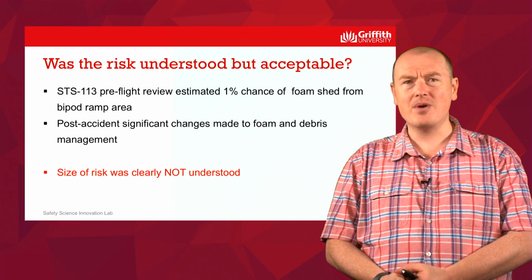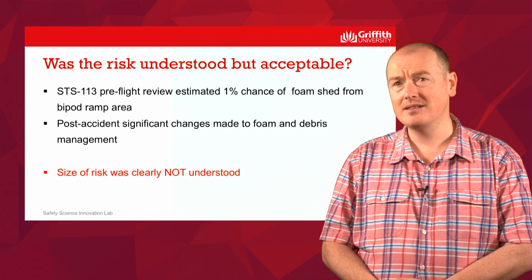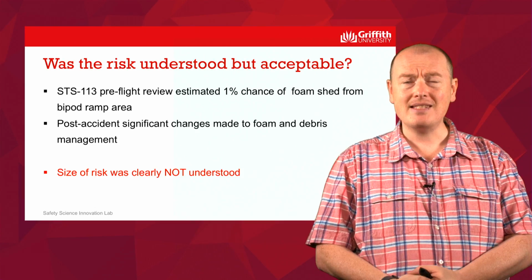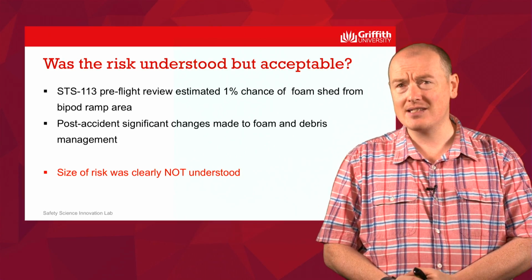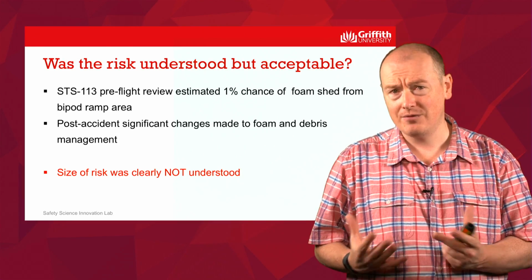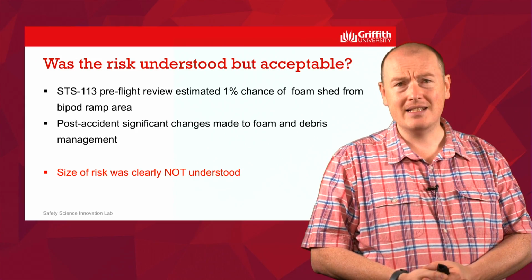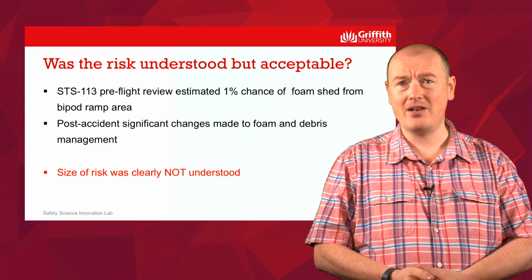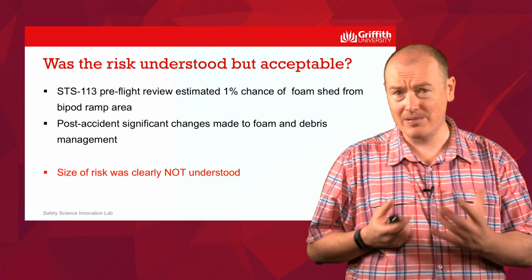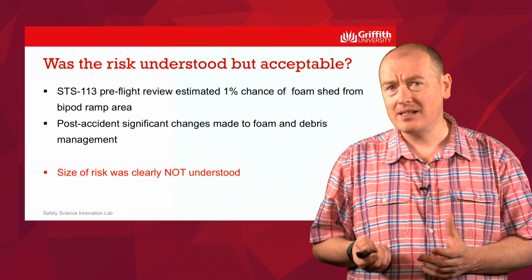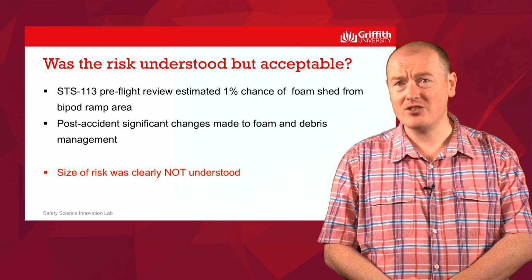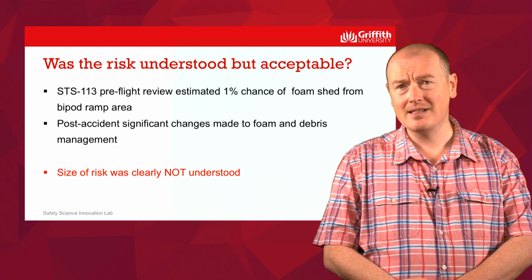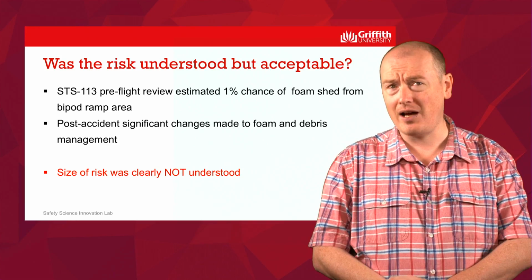So to start with, was this an acceptable risk? Well, before this particular flight, they estimated that there was a 1% chance of the foam falling off. And after the flight, they made significant changes to the way they managed both foam and general debris. Now, it wasn't true that there was a 1% chance of foam falling off. Foam had fallen off on multiple previous flights, and there'd only been 100 or so flights.